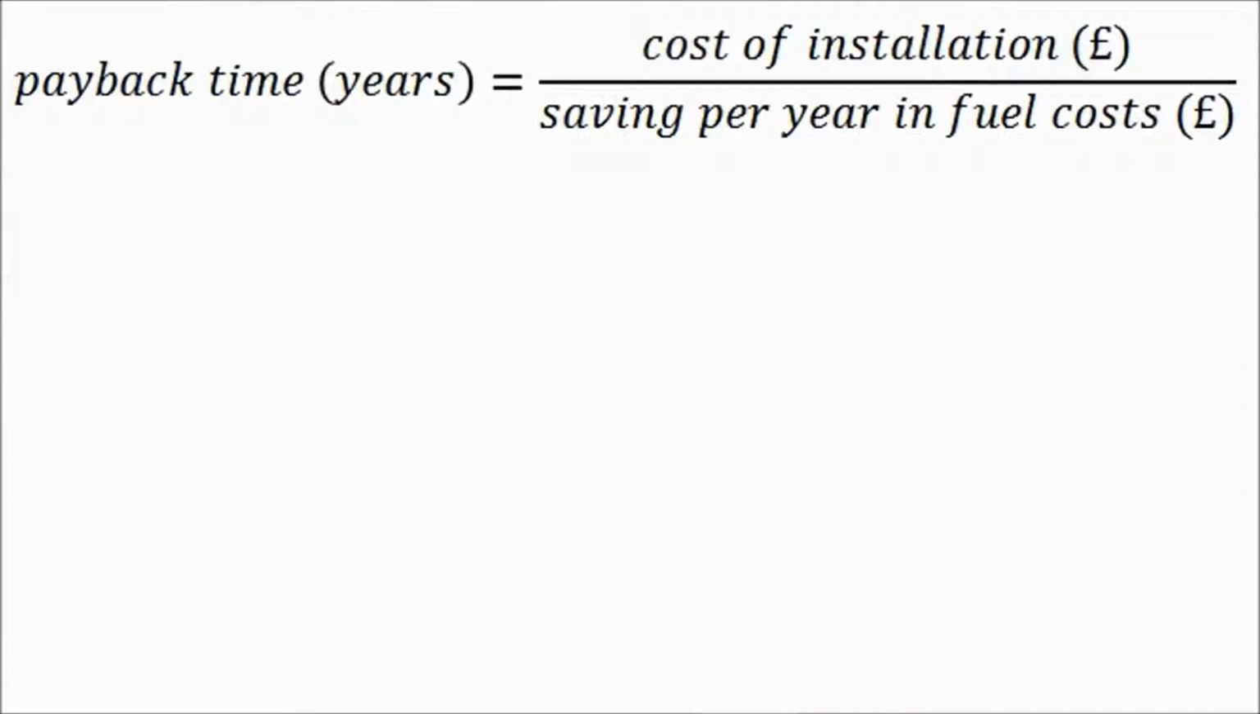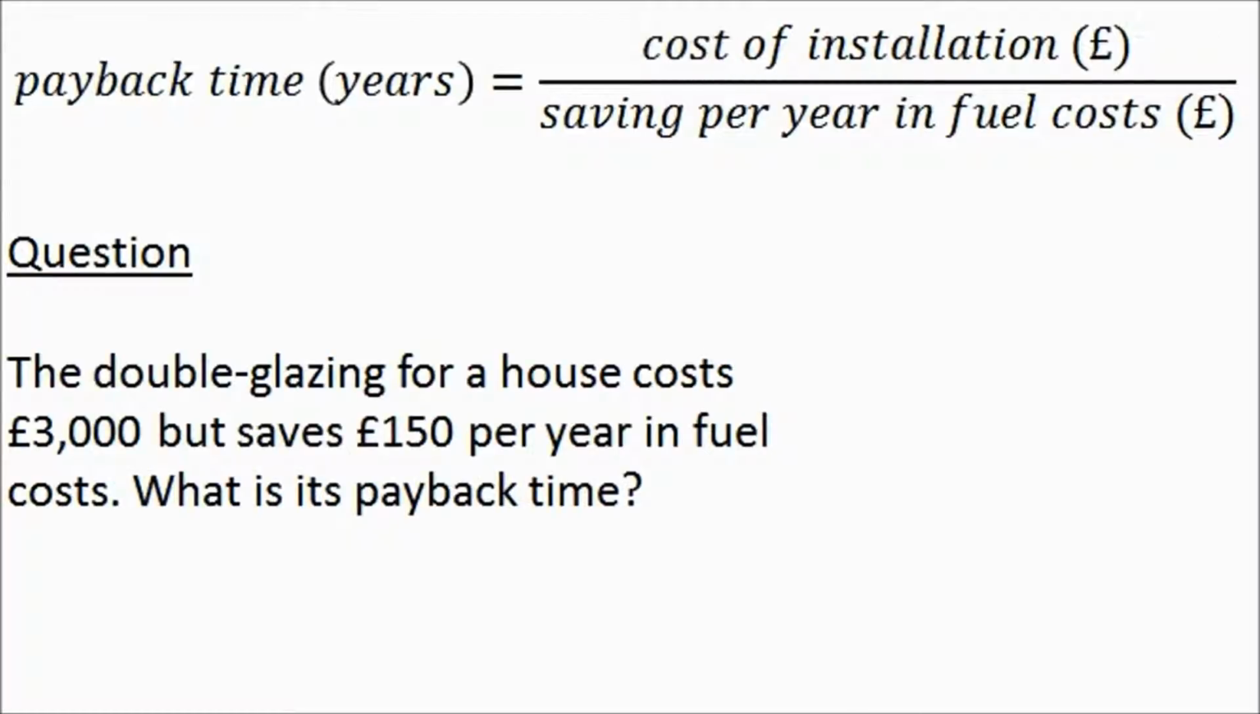Let's have a look at something called payback time. Now, this is how long you're going to have your double glazing, loft insulation, or whatever it is before you've paid off the initial cost. So let's look at a quick example. The double glazing for a house costs £3,000 but saves you £150 a year in fuel costs. What is the payback time? Well, you just plug these figures into this little equation here.